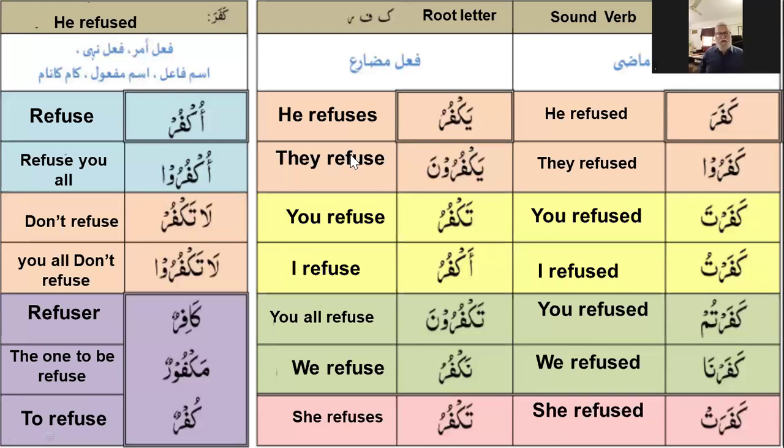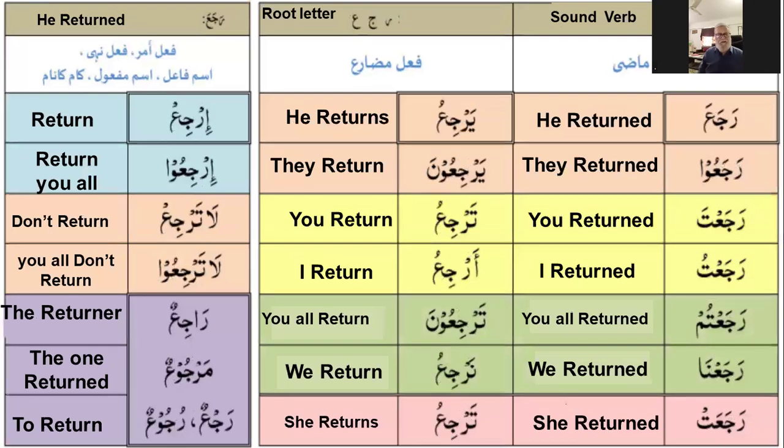Let's revise. Kafara, he refused. Kafaru, they refused. Kafarta, you refused. Kafartu, I refused. Kafartum, you all refused. Kafarna, we refused. Kafarat, she refused. Yakfuru, he refuses. Yakfuruna, they refuse. Takfuru, you refuse. Akfuru, I refuse. Takfuruna, you all refuse. Nakfuru, we refuse. Takfuru, she refuses. Ukfur, refuse. Ukfuru, refuse you all. La takfur, don't refuse. La takfuru, don't refuse you all. Kafir, refuser. Makfur, that which is refused. Kufr, to refuse.